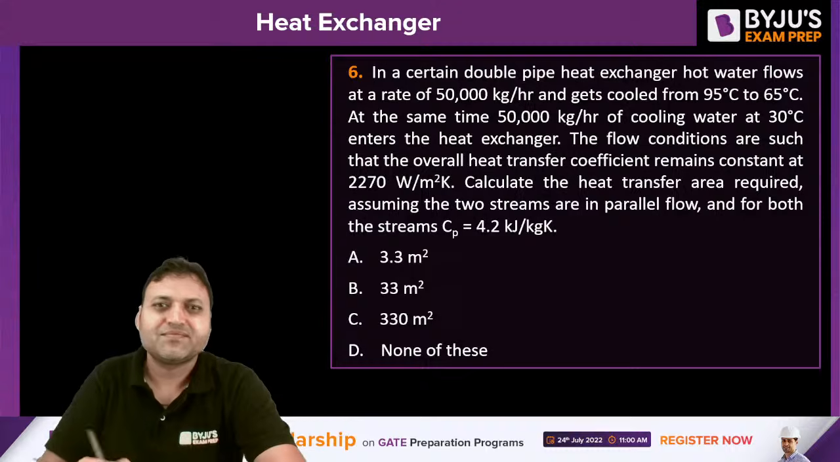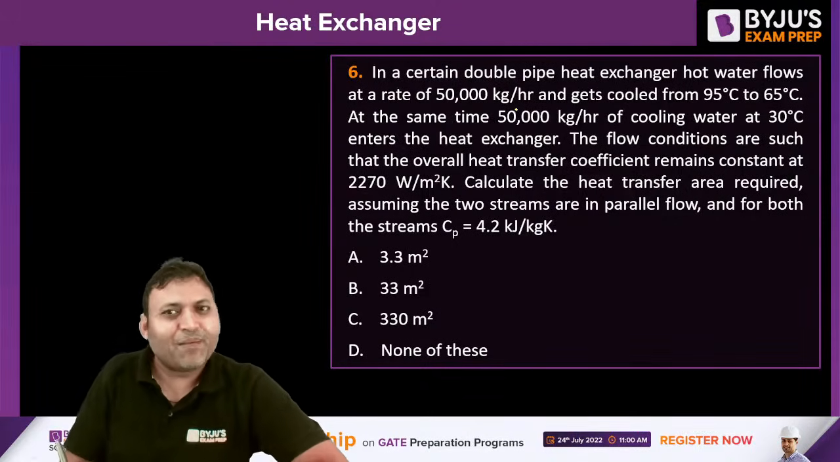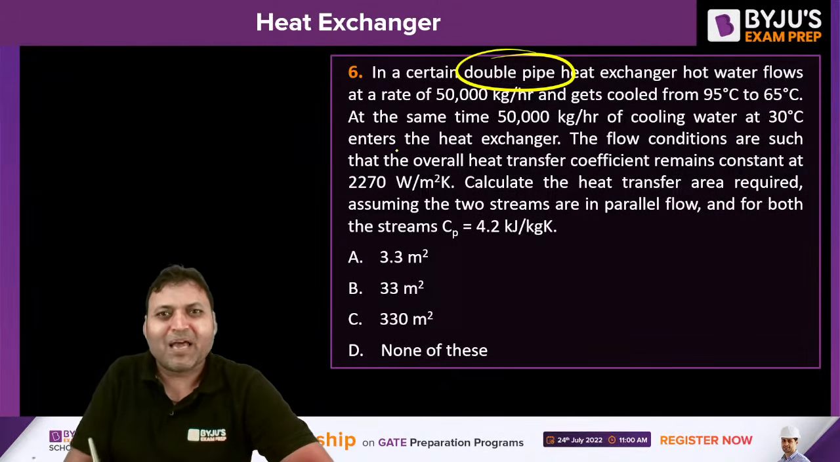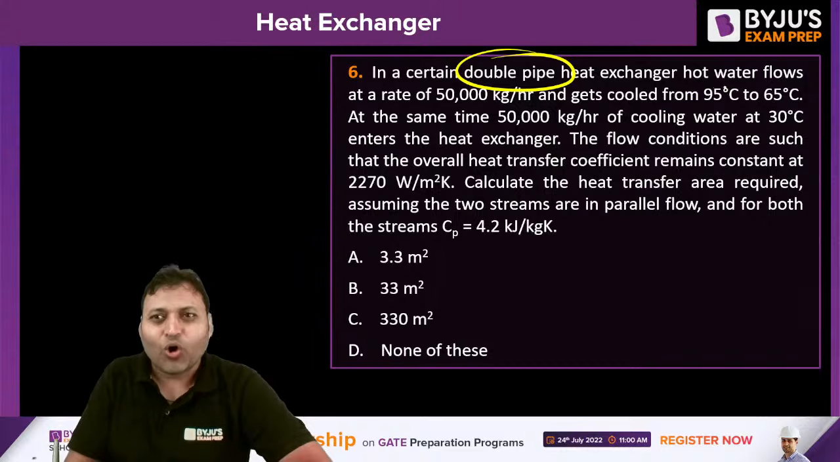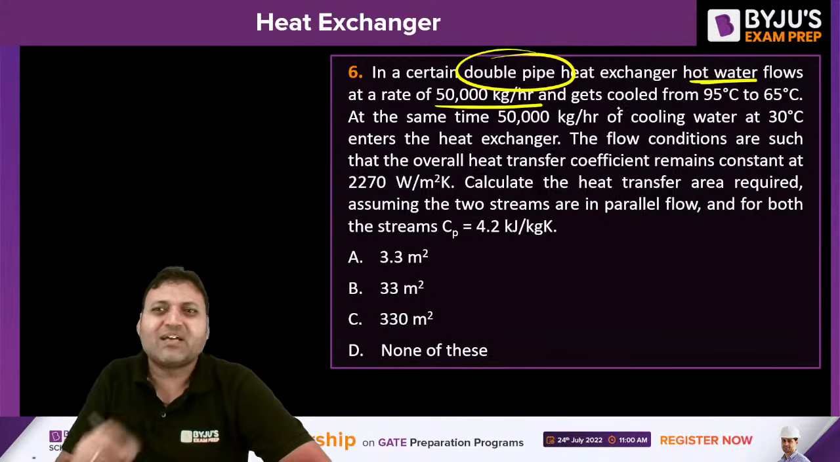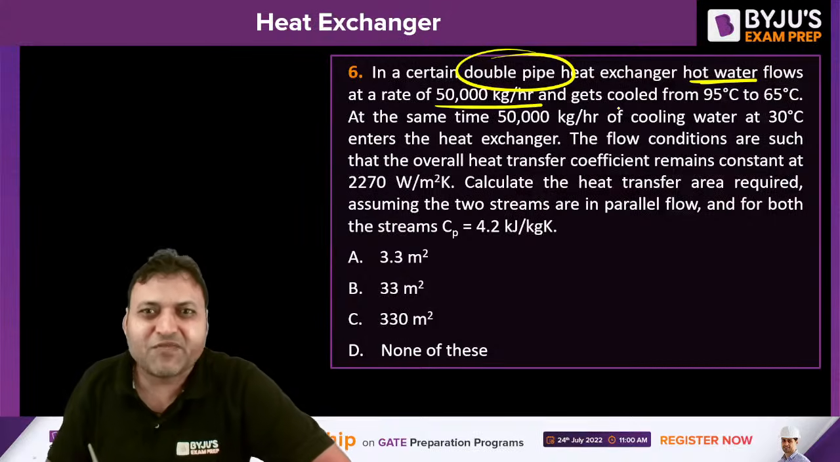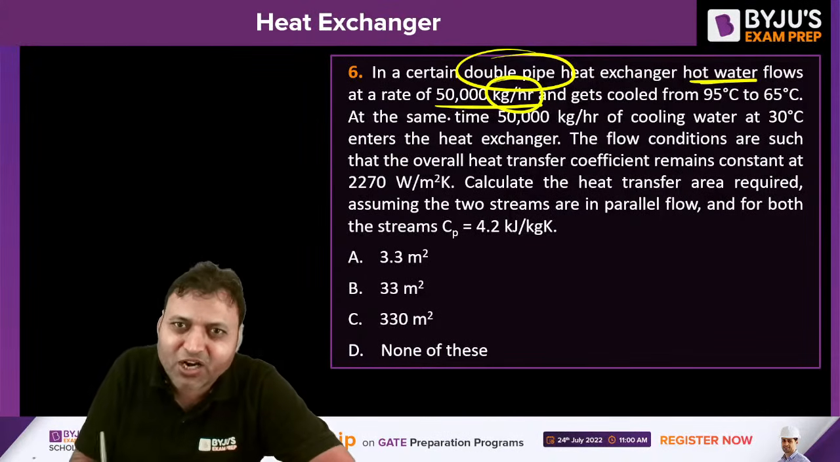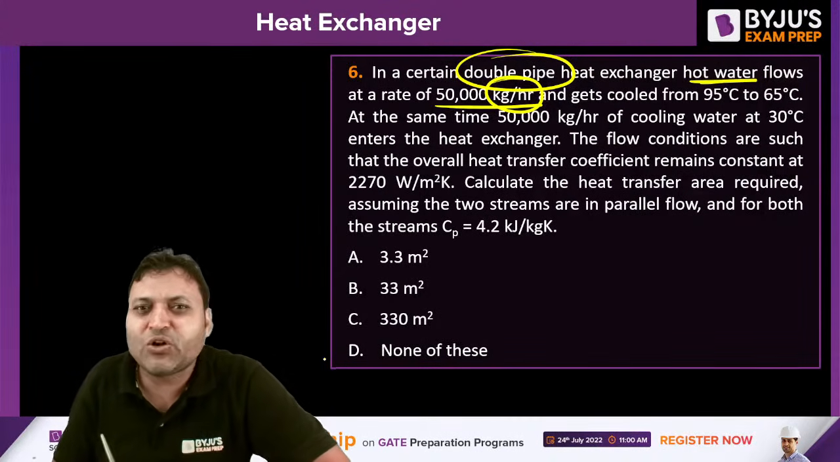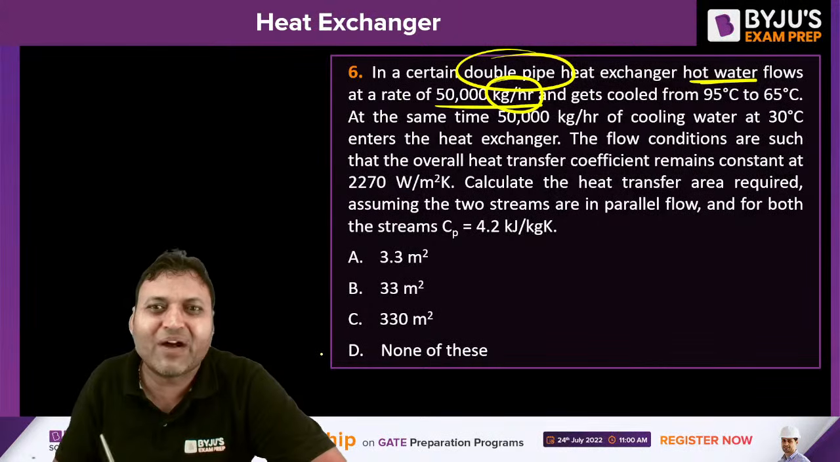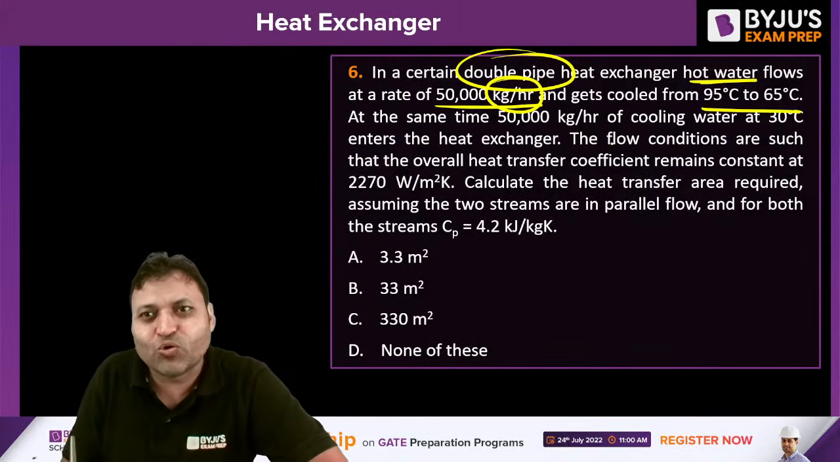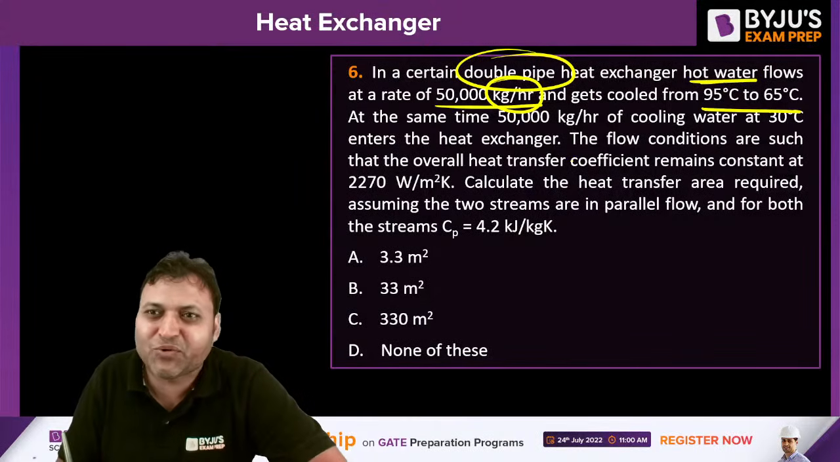Question number 6. In a certain double pipe heat exchanger, double pipe means concentric tube type, hot water flows at the rate of 50,000. Water is the hot fluid. The mass flow rate is 50,000 kg per hour. You should take care of the unit, so you need to convert it into SI unit, that is kg per second, by dividing with 3,600, and it gets cooled from 95 to 65, that is TH1 and TH2.